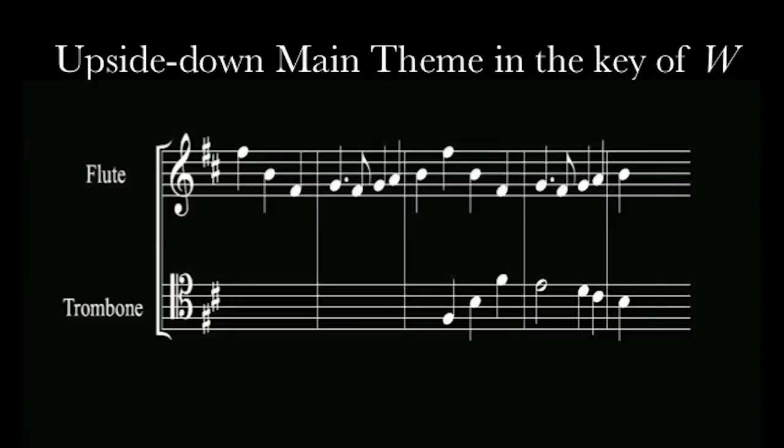Now, I told you things could get a little kookier. Well, here we go. So when we get to the key of W, the flute is going to take the main theme, kind of a dark version of that, add just one note or two, and then flip it upside down to create a new theme.